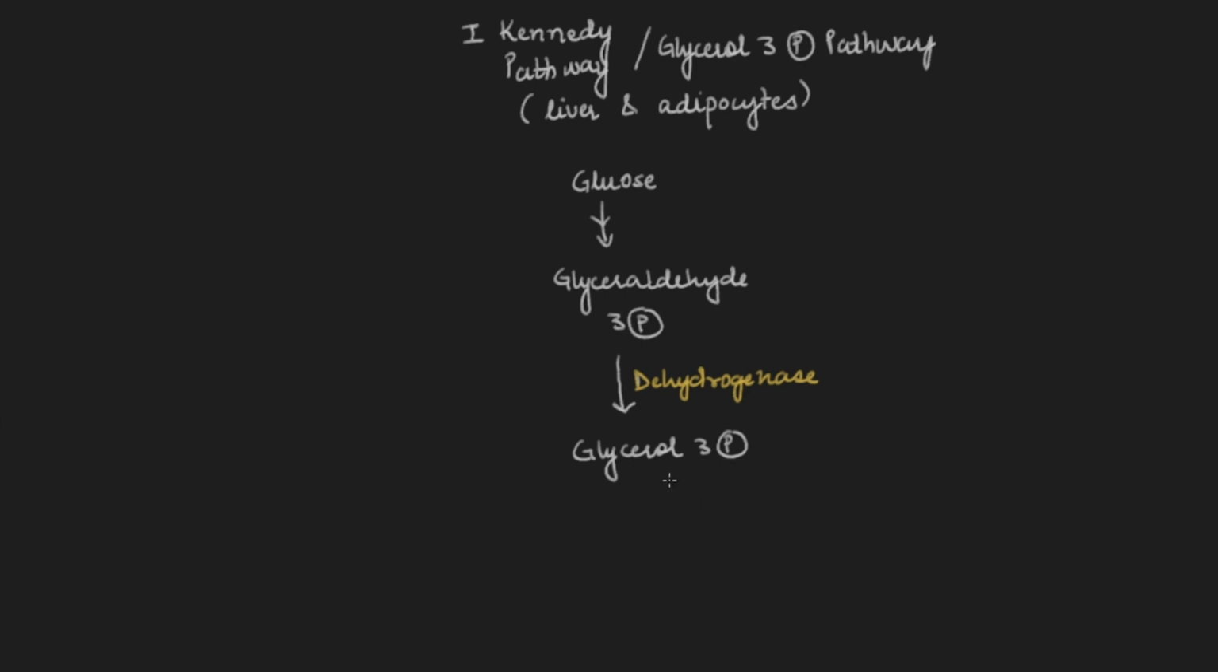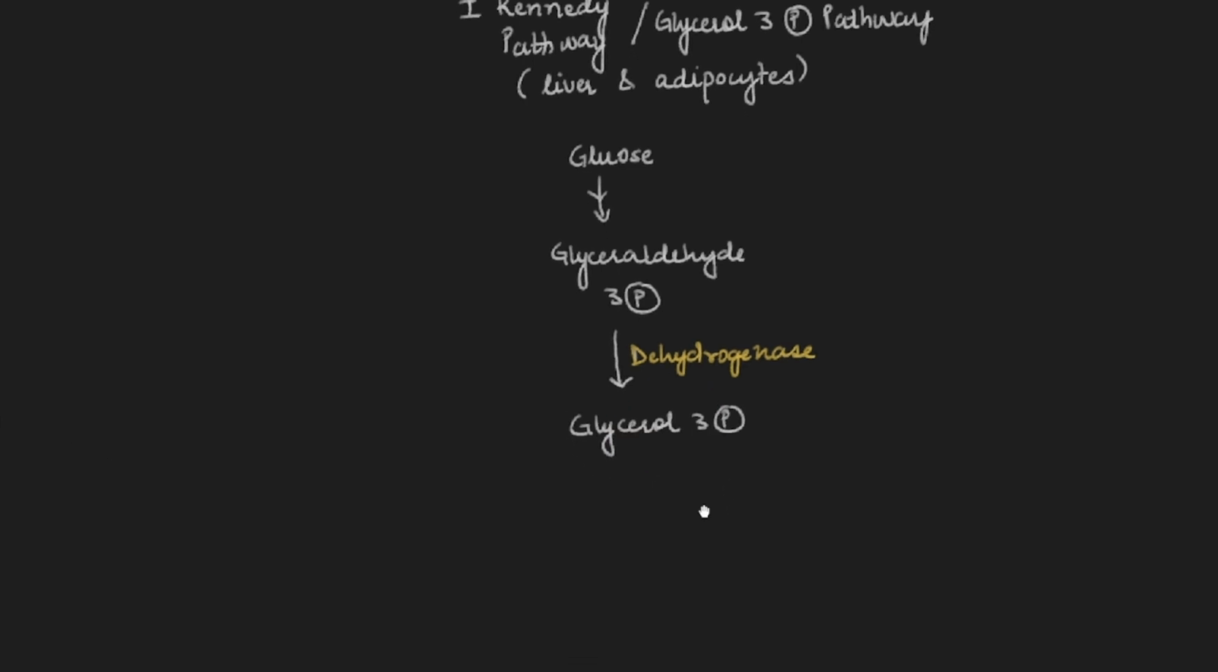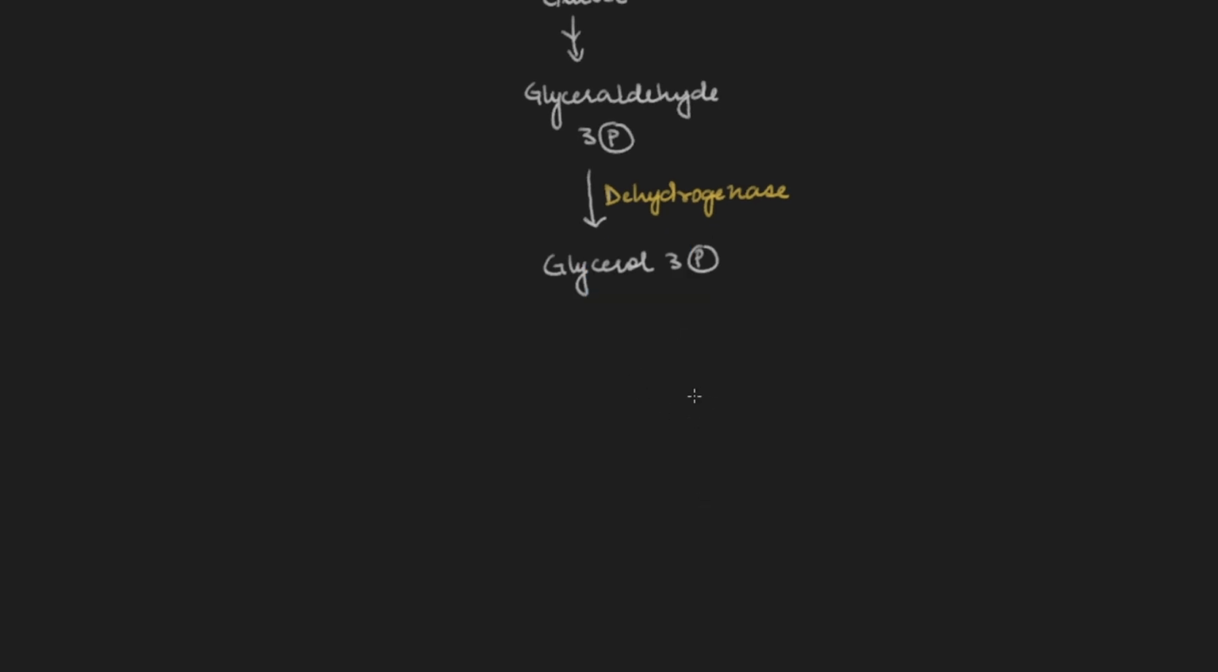Now this glycerol 3-phosphate will be acted upon by another enzyme called acyl transferase. This acyl transferase is going to transfer one fatty acyl group attached via coenzyme A onto glycerol 3-phosphate. So now this glycerol 3-phosphate will have one fatty acid attached to it.